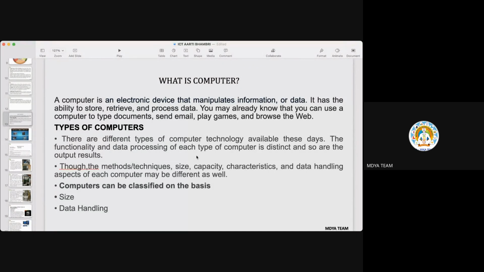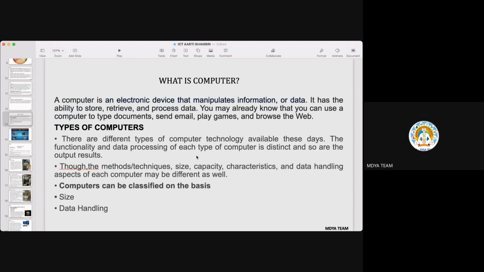All the information given to the computer, how it calculates or manipulates and then gives you a result, all this is data. It has the ability to store, retrieve, and process that data. It has memory, input devices, output devices, and many other things; there are various types of circuitry inside a computer.